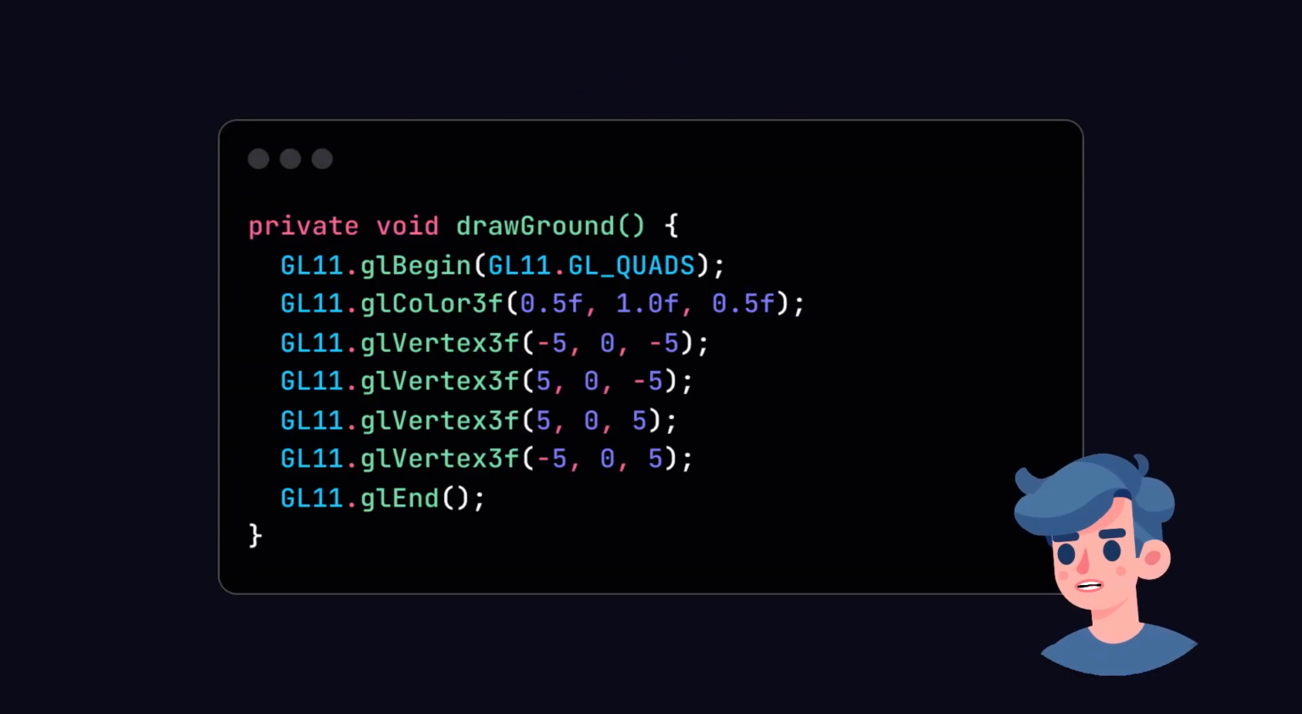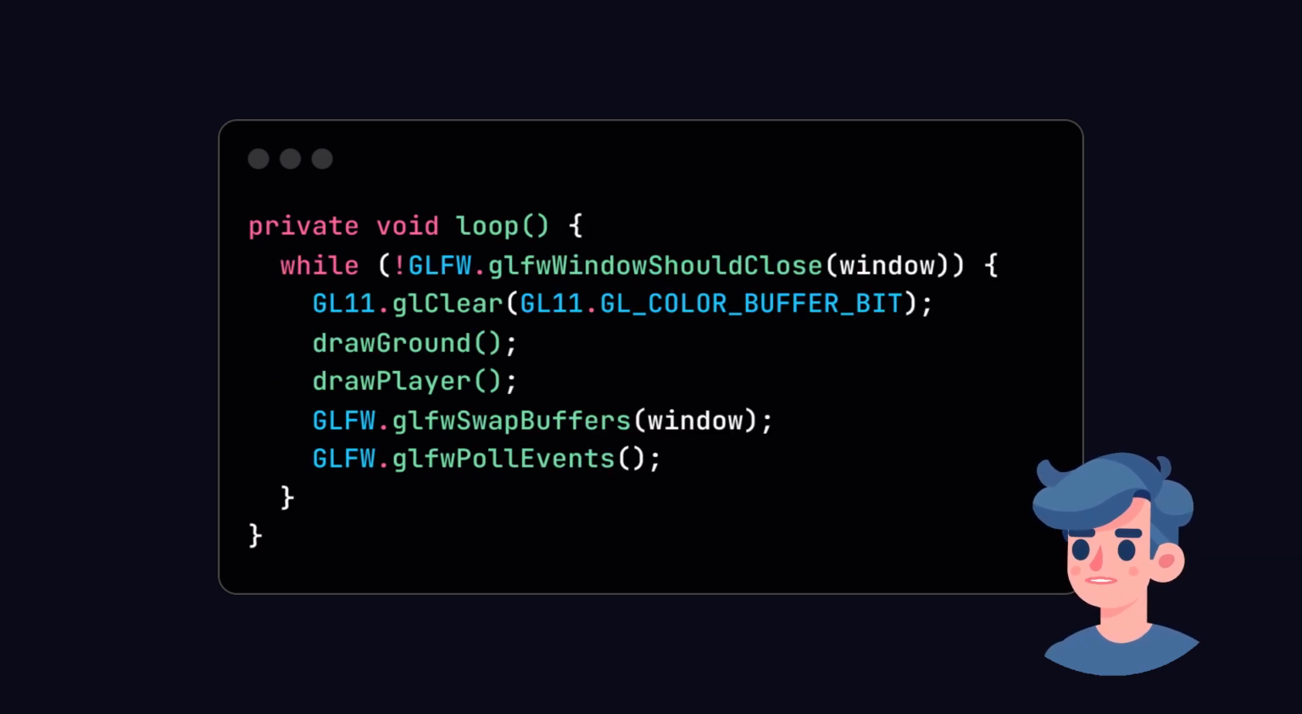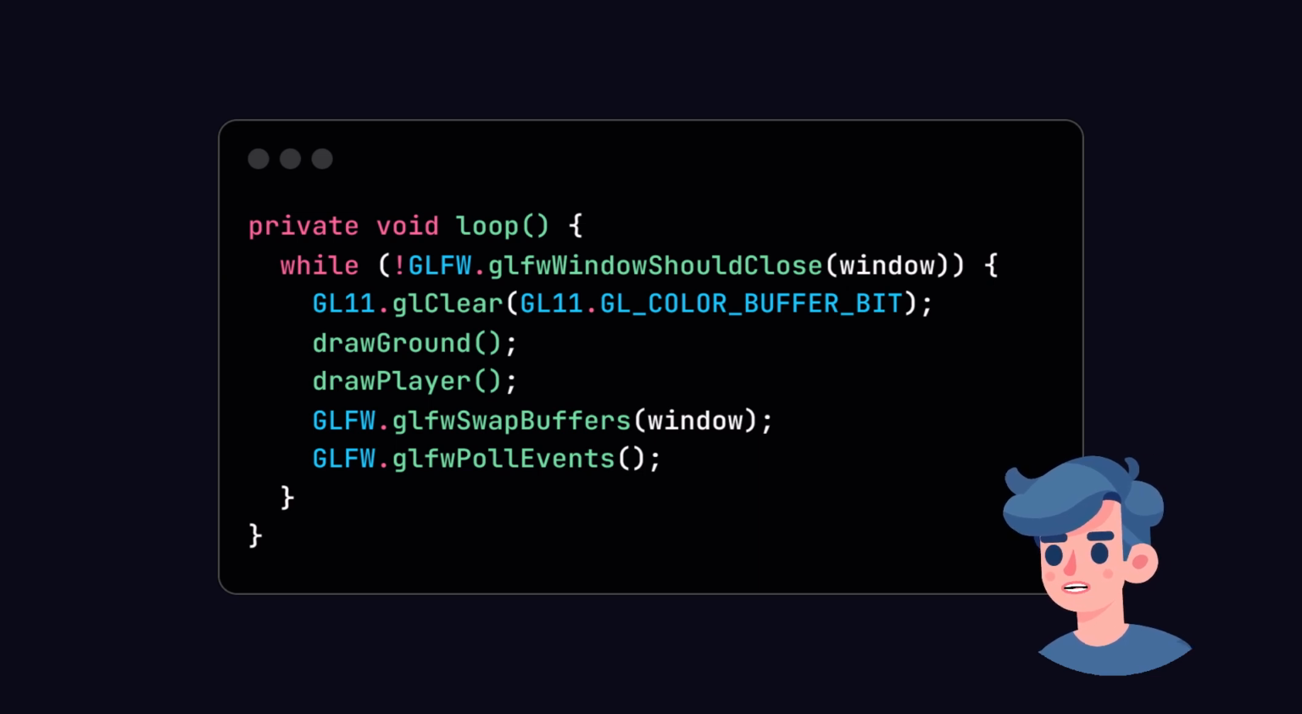Now we want to implement more features like collision detection. For this, we'll start by creating a simple ground plane. Call this method in the loop to have a ground plane rendered below the player. This will serve as the floor for our game.